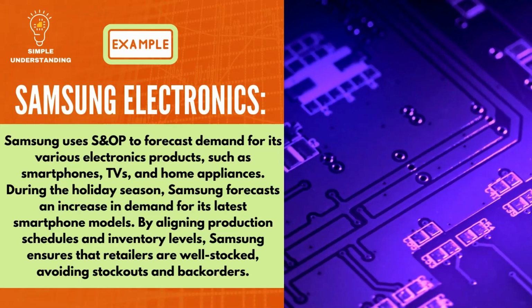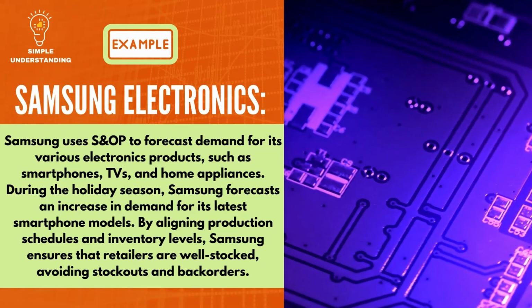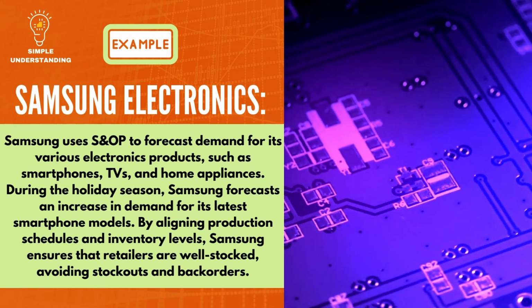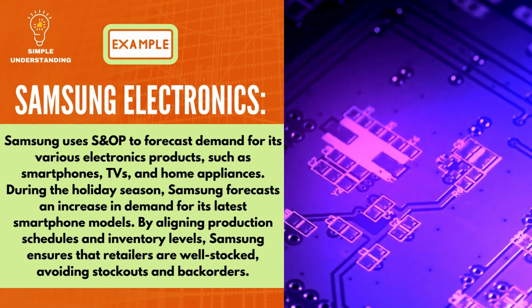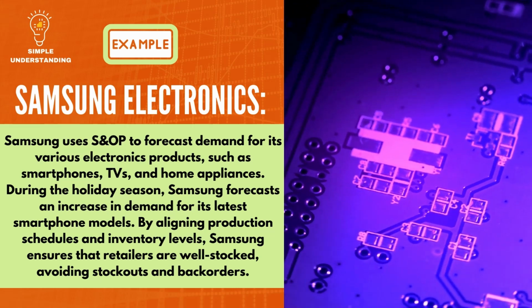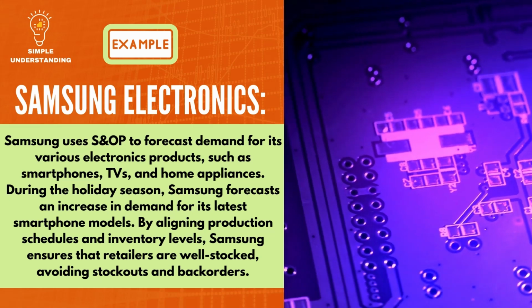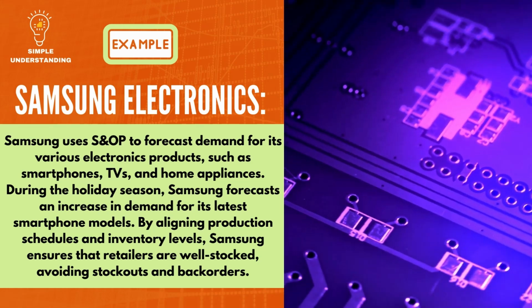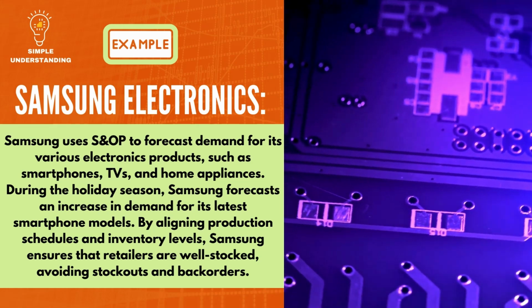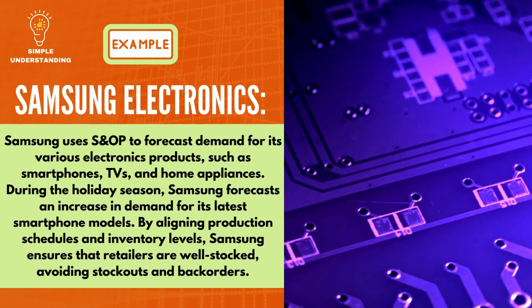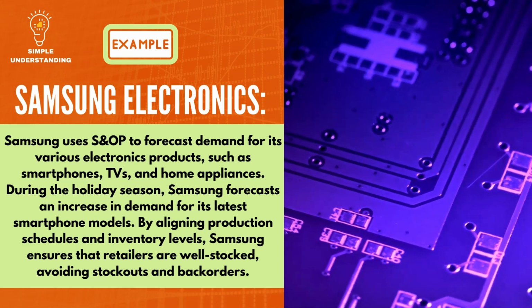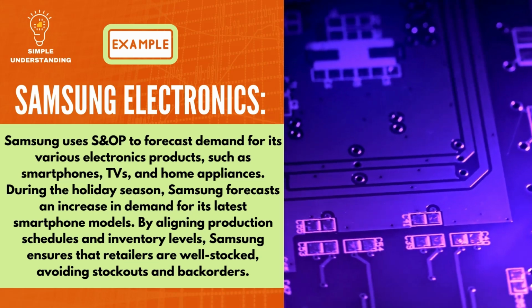Example: Samsung Electronics. Samsung uses S&OP to forecast demand for its various electronics products, such as smartphones, TVs, and home appliances. During the holiday season, Samsung forecasts an increase in demand for its latest smartphone models. By aligning production schedules and inventory levels, Samsung ensures that retailers are well-stocked, avoiding stockouts and backorders.